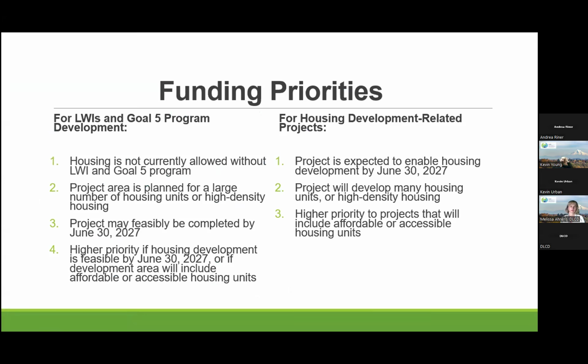So that outlines the potential projects that would be funded under this program. And our funding priorities are a little bit different for the local wetland inventory and Goal 5 program work versus specific housing-related or housing development-related projects. For that first category, LWIs and Goal 5 programs, one of the criteria we're looking for is if your city, assuming it's a city, is in a situation where housing is not currently allowed without an LWI or Goal 5 program, typically that's going to be in a UGB expansion area.